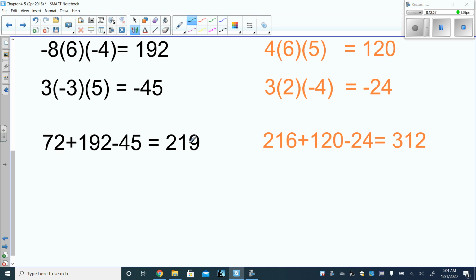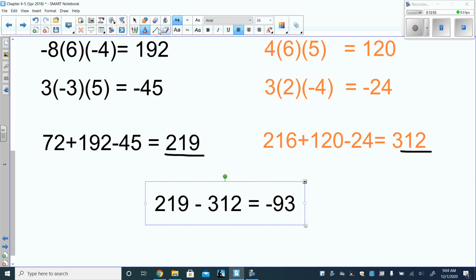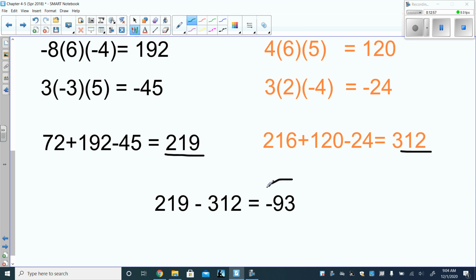Now, all the ones in orange are the ones going from right to left. And we got these two numbers here, 219 and 312. So the last thing we need to do is take 219 minus 312 to get our answer. And 219 minus 312 will give us -93. So the determinant of this 3 by 3 is the number -93. And that's all we need to do for this here.